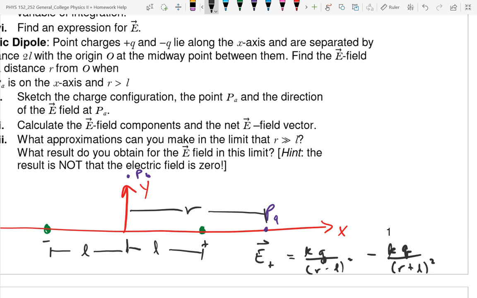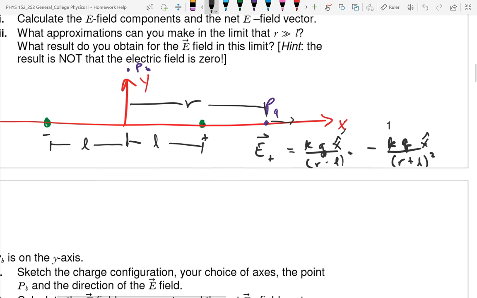What direction? These are vectors. I didn't put direction. What direction should these each be? What direction is the electric field at point A due to the positive charge? Does it go into or out of positive? Out. So it's going to be going away from here, so it's going to be going that way. So that's in the positive x direction. So I put my x hats for each one.